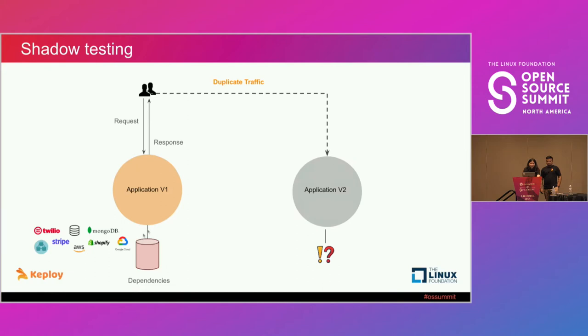So in stateful applications, your application is basically talking to multiple dependencies. You know, Twilio, Stripe, multiple dependencies. Especially in microservice architecture, there are internal calls and external calls that your application makes. So we were curious that with application V2, what do we connect as a dependency? Cannot directly make it talk to the production dependencies.